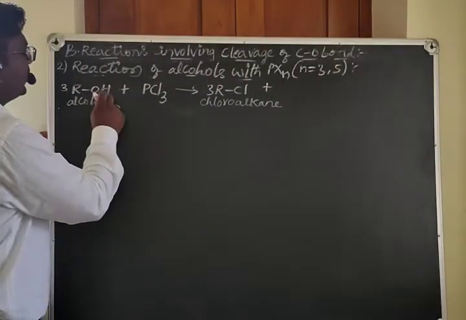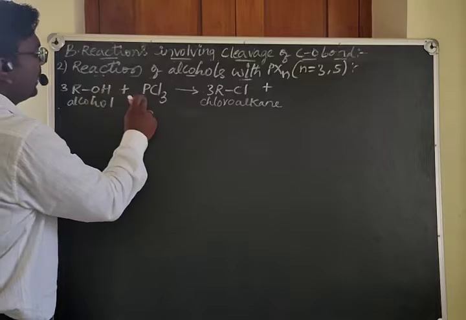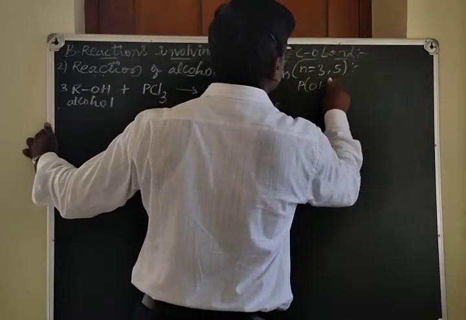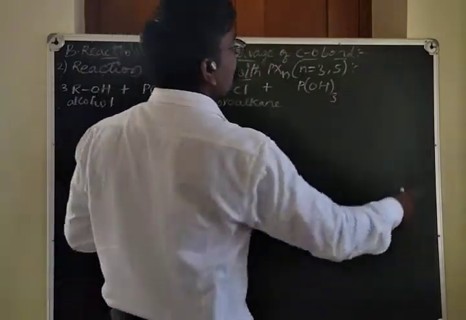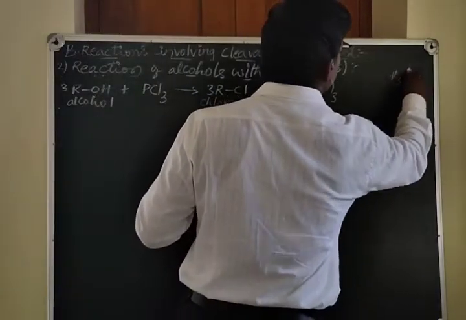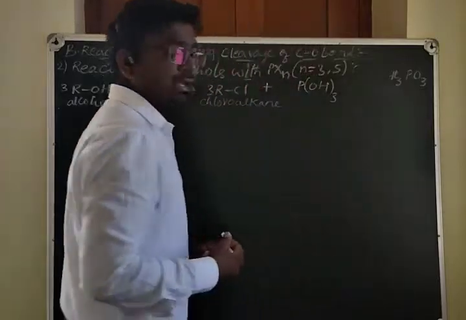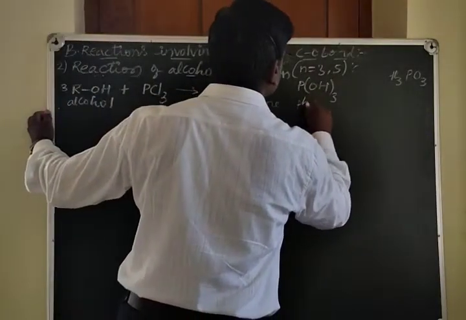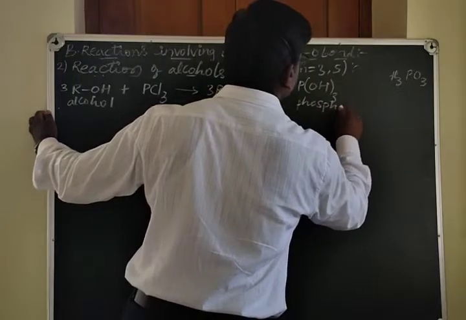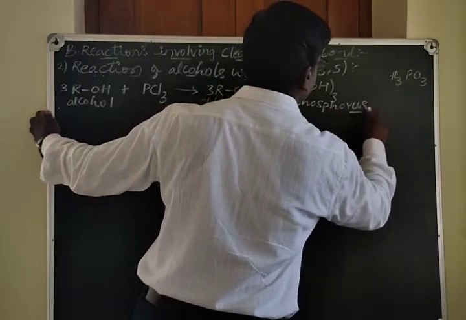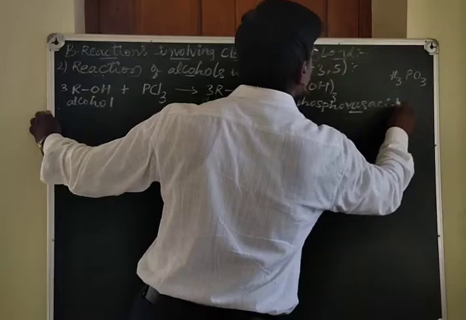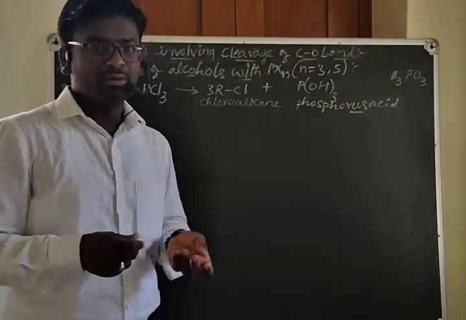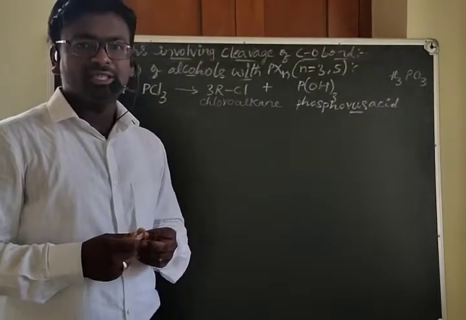You have 3 OH groups and 1 P. You can take this as P(OH) 3 times, and it is also nothing but H3PO3. It is called phosphorus acid. Phosphoric acid is different. Phosphoric acid means H3PO4, and here it is phosphorus acid.